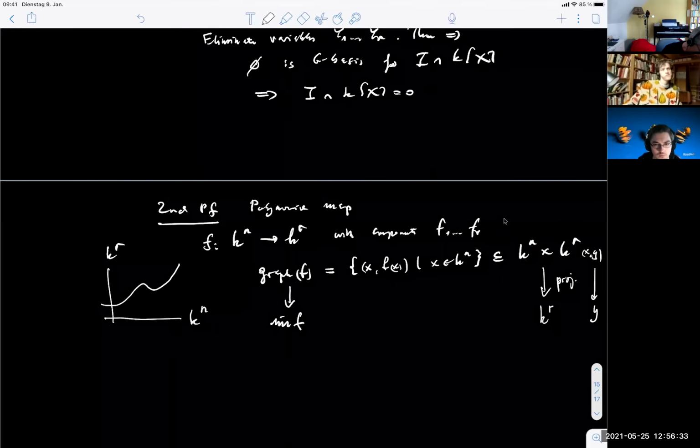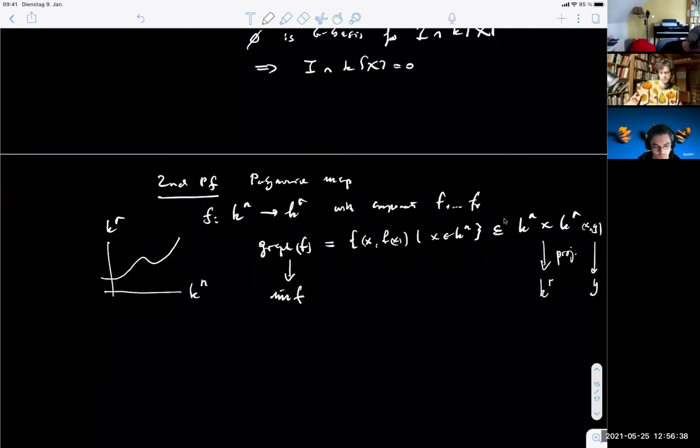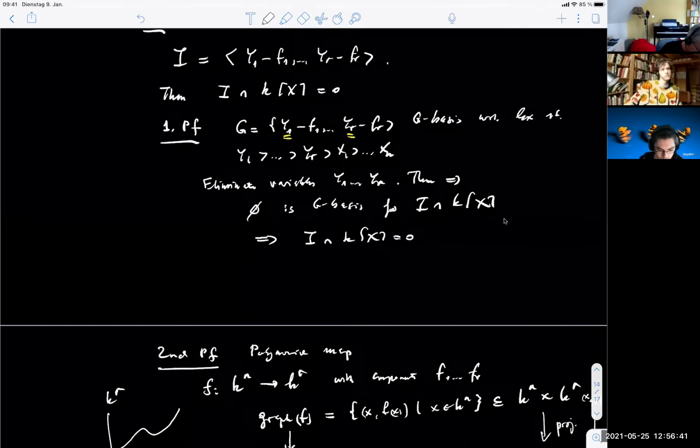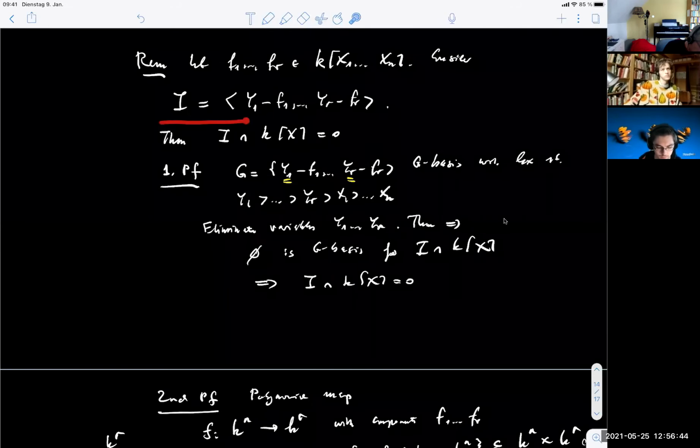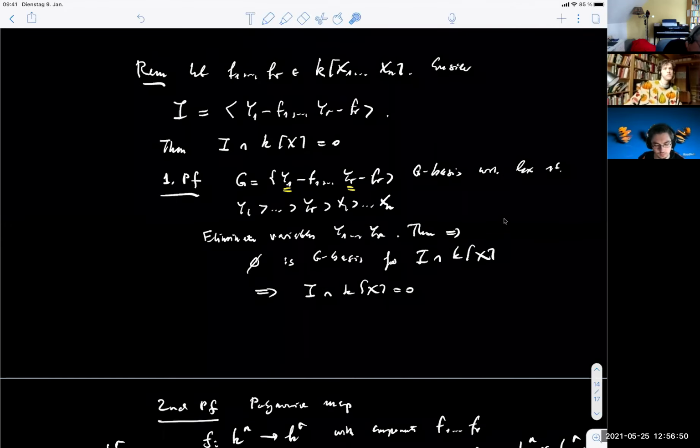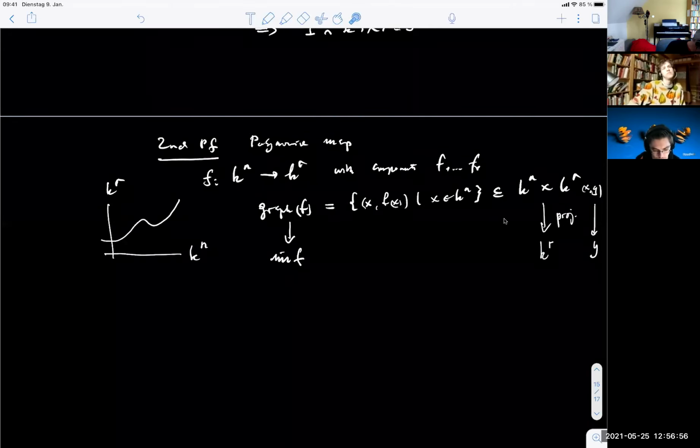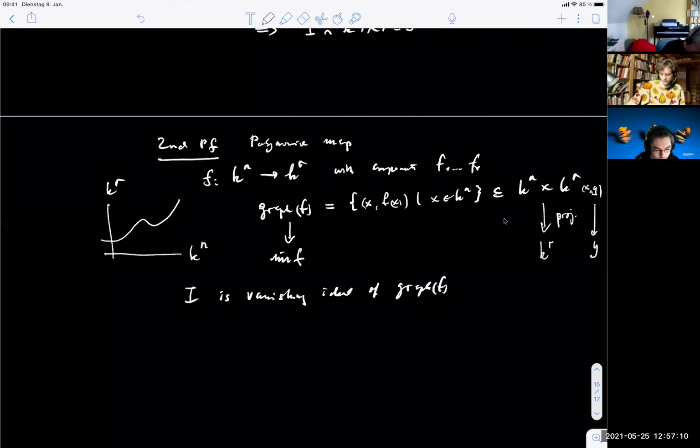But you see, where is the ideal I? Here, this ideal I is the vanishing ideal of the graph. This gives me the equations describing that I have a point in the graph. So this is the geometric meaning of this ideal I. Now we understand geometrically what it is.